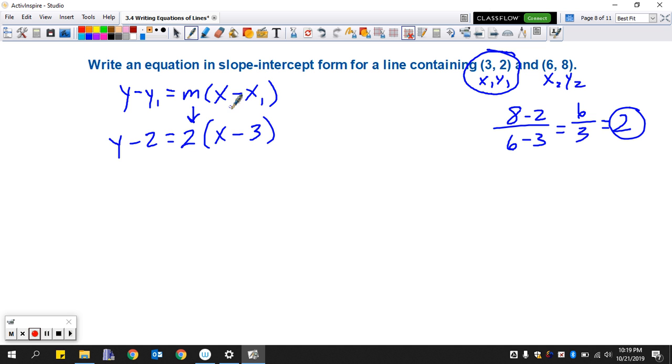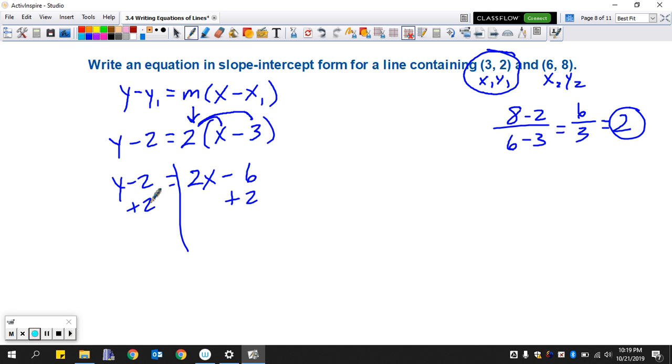All right, so then when we distribute, 2 times x is 2x minus 2 times 3, which is 6. We end up with y minus 2. Okay, solve for y.